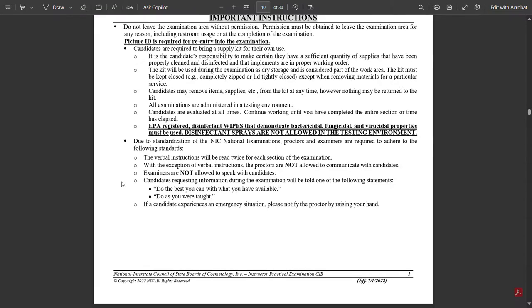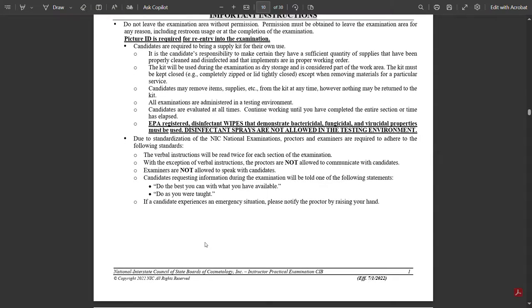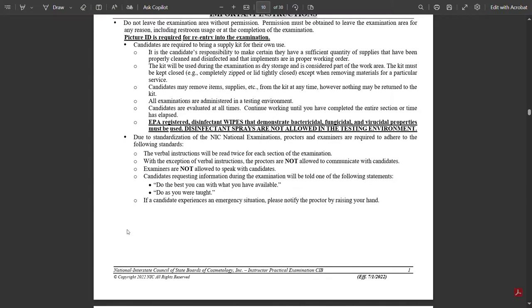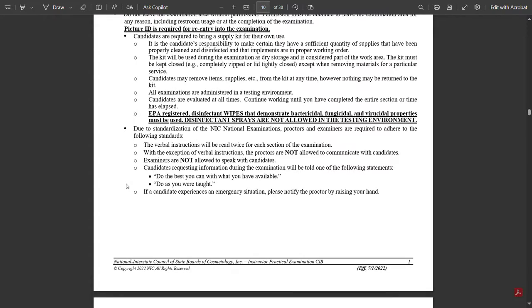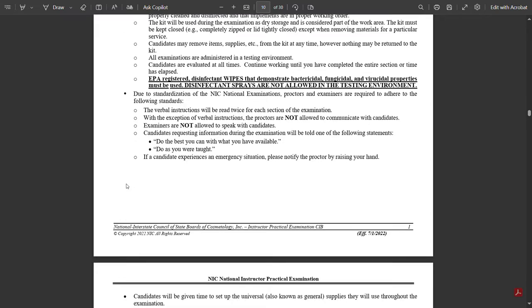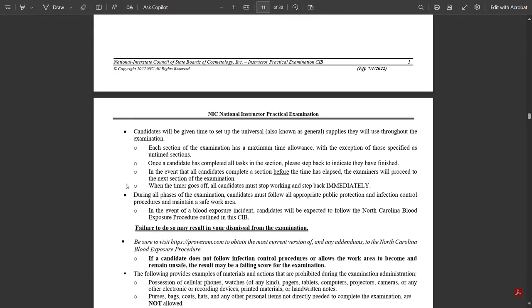Due to standardization of the NIC national exam, proctors and examiners have to adhere to certain standards. They have to read the verbal instructions twice for each section. They're not allowed to communicate with candidates or speak with you in any way, so they can't answer questions or anything like that. If you ask them a question during the exam, the only thing they're allowed to say to you is, do the best you can with what you have available, or do as you were taught. If you have any kind of emergency, let the proctor know.